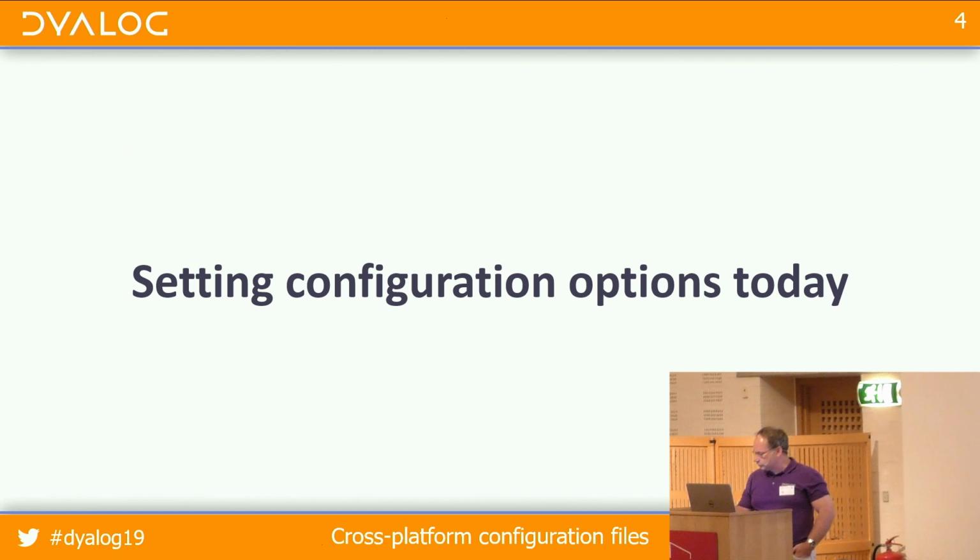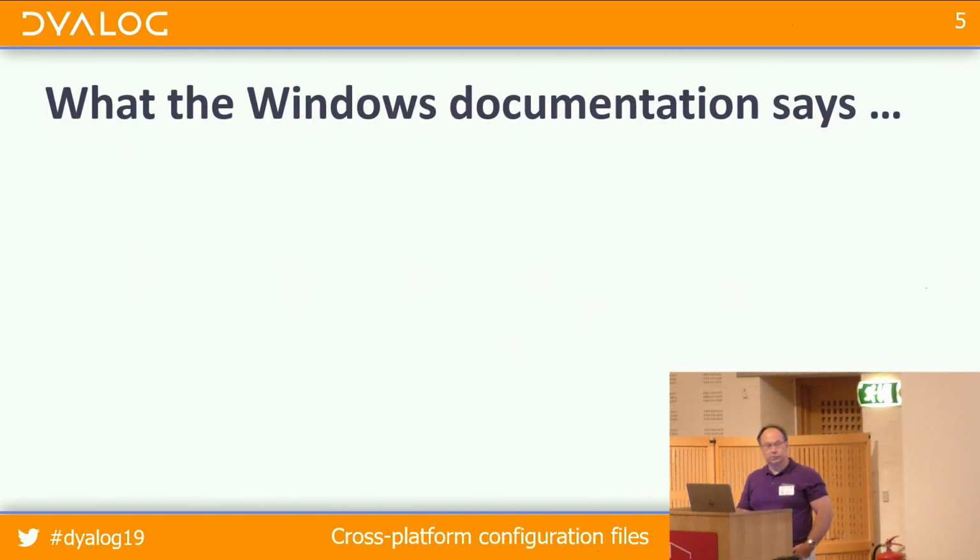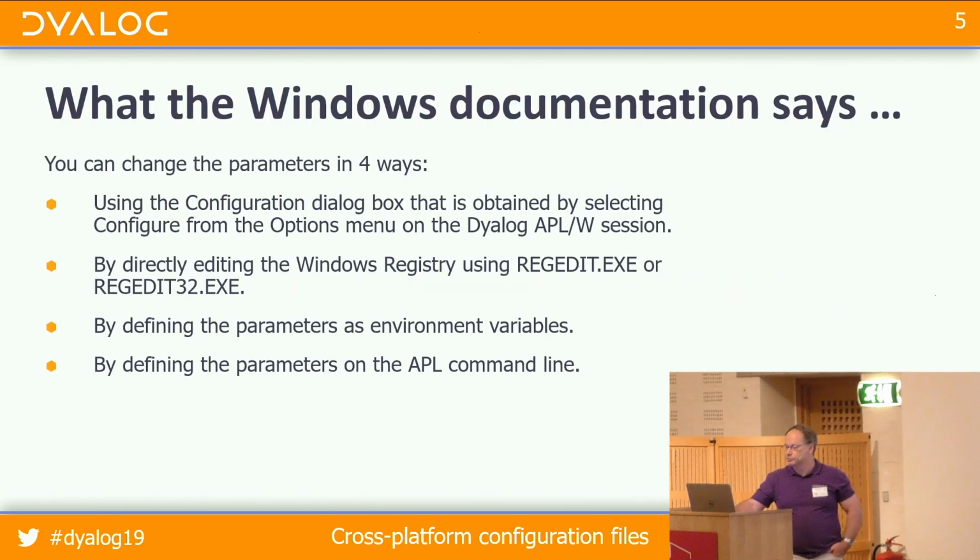So what do you have to do today? Well, let's read the documentation. This is the Windows documentation. You can change the parameters, that's the configuration settings, in 4 ways. Using the configuration dialog box. So that's your options setting in the IDE. Very good for setting your local development environment. You can edit the registry directly. That is, again, affects your whole system, very Windowsy.